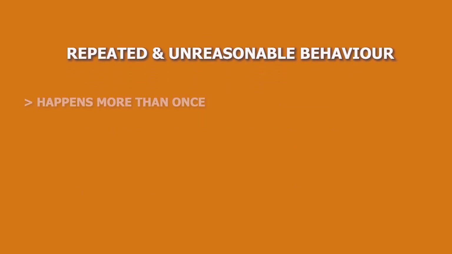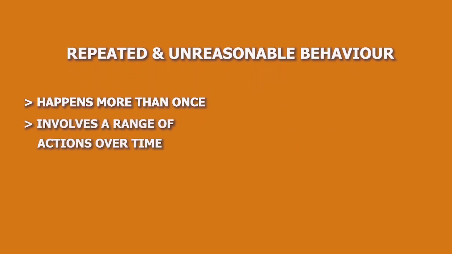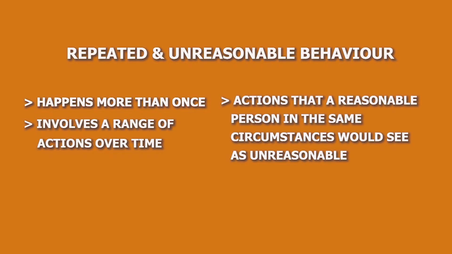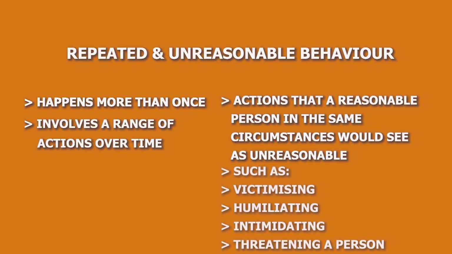Repeated behaviour happens more than once and can involve a range of actions over time. Unreasonable behaviour means actions that a reasonable person in the same circumstances would see as unreasonable. It includes victimising, humiliating, intimidating or threatening a person. Bullying may also include harassment, discrimination or violence.